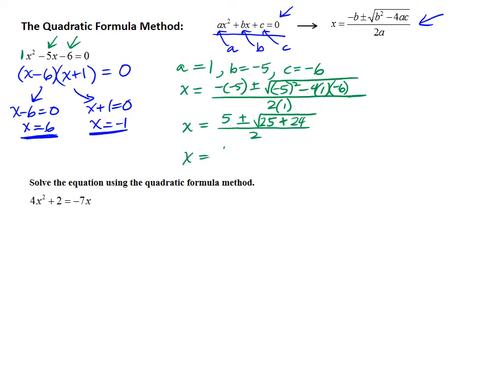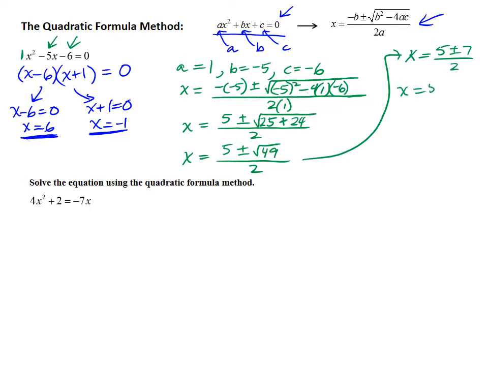Continuing, we get x is equal to 5 plus or minus, add the inside, that would be 49, all over 2. And then the square root of 49 is going to be 7. So I have 5 plus or minus 7 all over 2. Now, to do the plus minus, we need to split up the statement. We're going to have 5 plus 7 over 2, and we're going to have 5 minus 7 over 2. It's important that you separate them at this stage because they will result in different calculations.